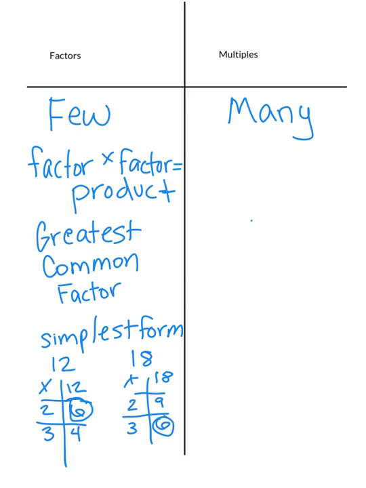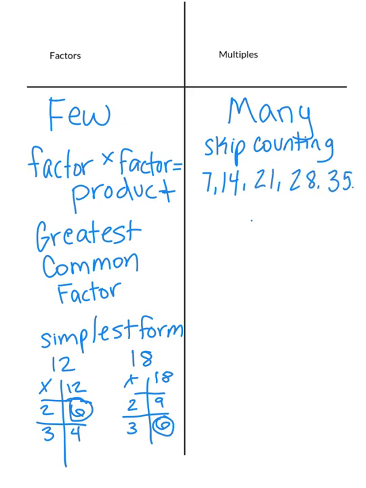Okay? Now, when we're talking about multiples, multiples are the numbers that you say when you're skip counting. So if you were trying to find multiples for, let's say, the number 7, you would be skip counting 7, 14, 21, 28, 35, and so on. And there are many, many multiples for every number, so you could keep going as high as you can count.